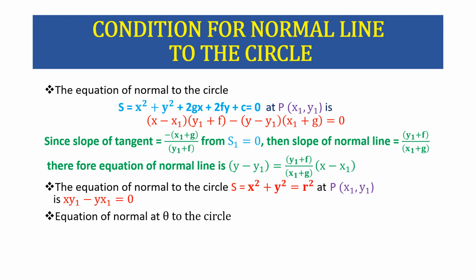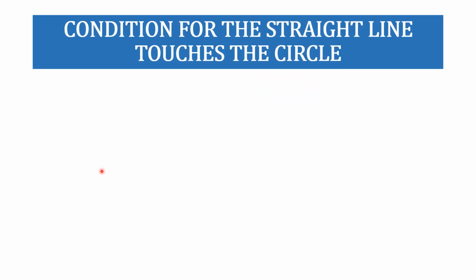And the next one is equation of normal at theta to the circle. Here the normal line in parametric form, that is the circle is S equal to x square plus y square equal to r square. Here the normal line is x sin theta minus y cos theta equal to 0. So this is the normal line which is in the parametric form. And condition for the straight line touches to the circle.